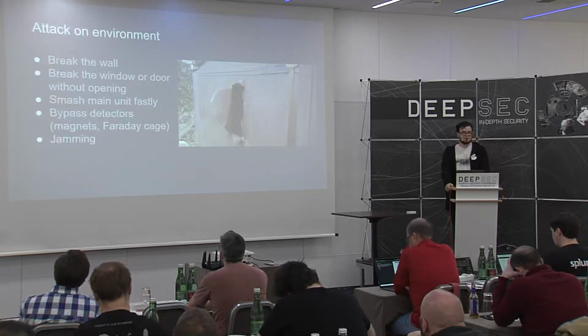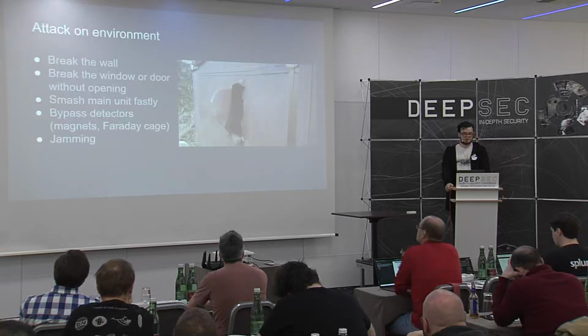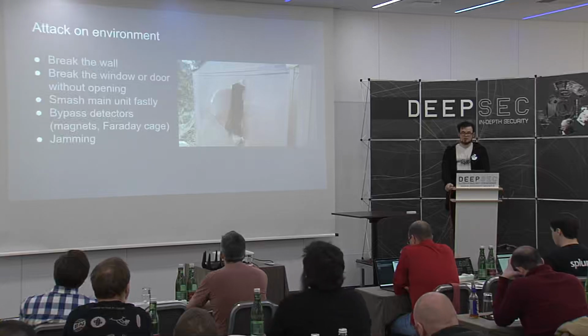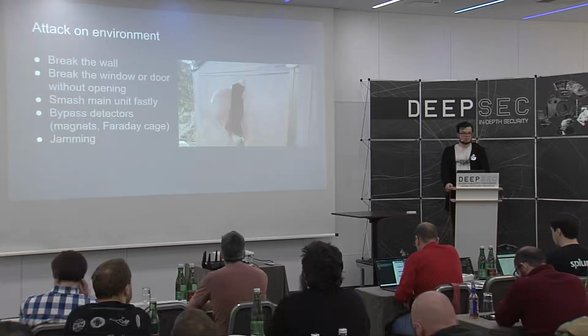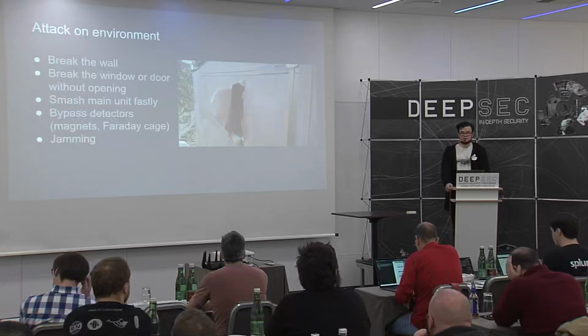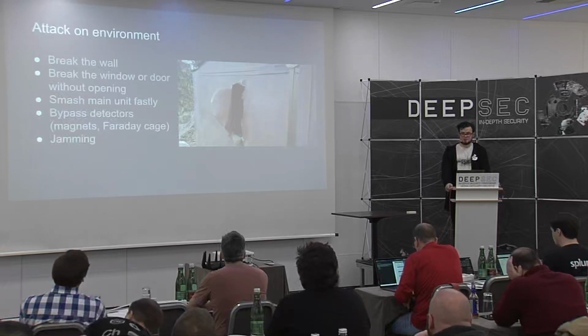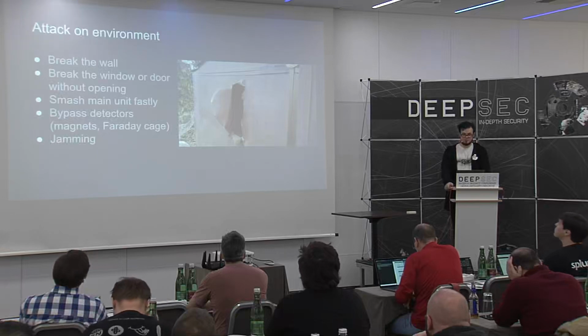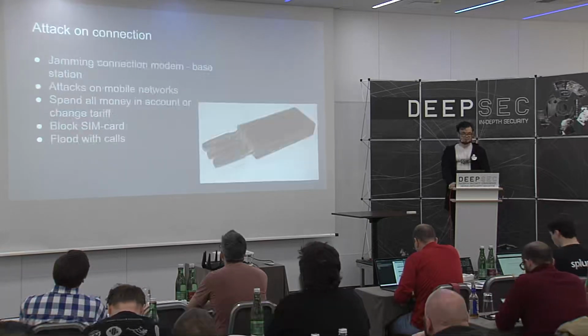Also, we have a lot of problems with bypassing detectors. We have some problems with magnets, we have some problems with a portable Faraday cage, and also we have a lot of problems with jamming. Because in the case of many different types of detectors, you can just buy a cheap device which will jam the radio frequency range, and you can disable these detectors.